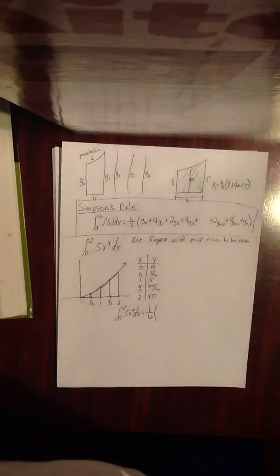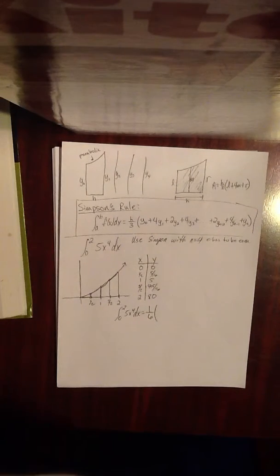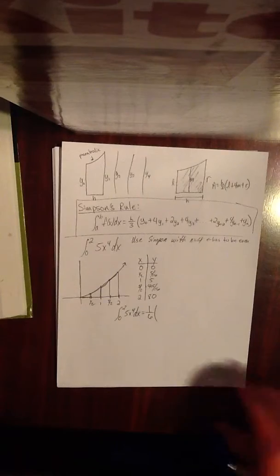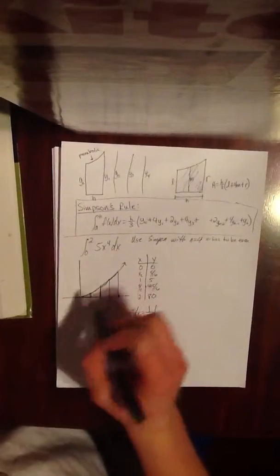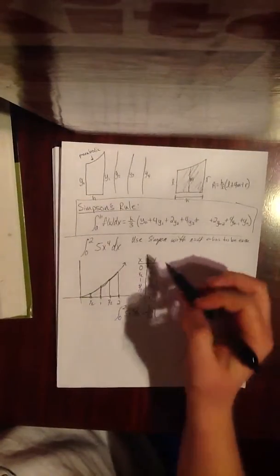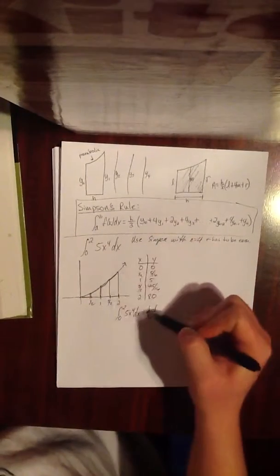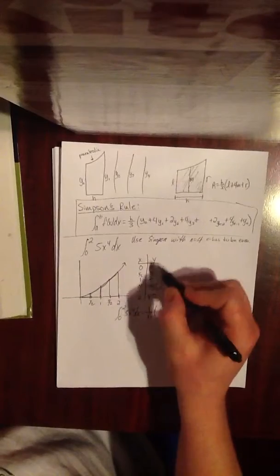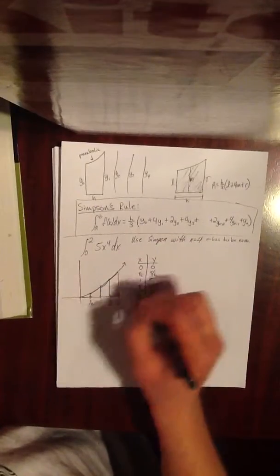Alright. iPad ran out of memory, so I had to delete some stuff here. So right here, h we said was a half. So in our formula, 1/2 over 3 was 1/6. And now you're just going to go along and put these numbers in.